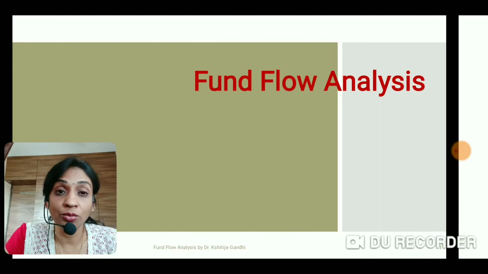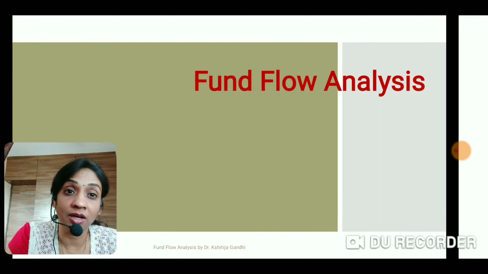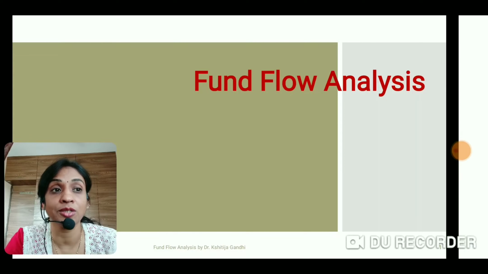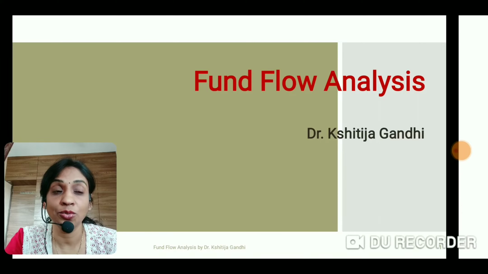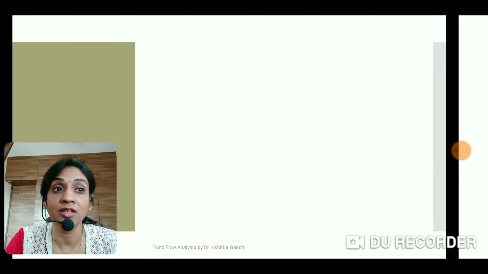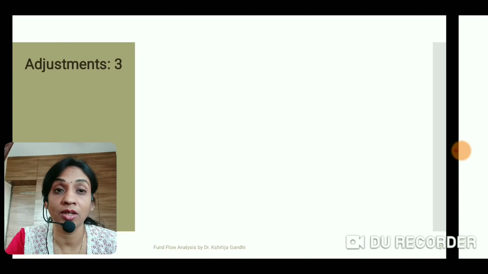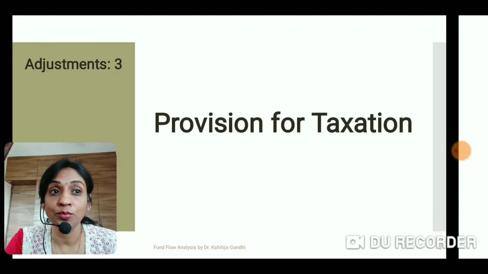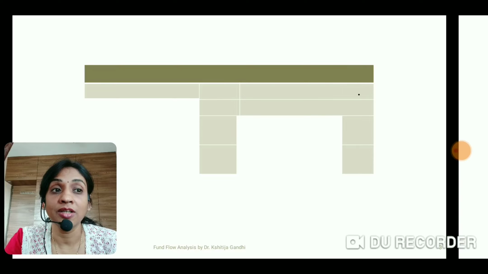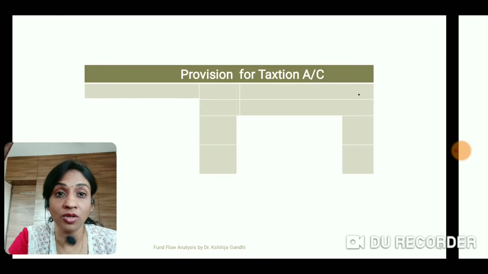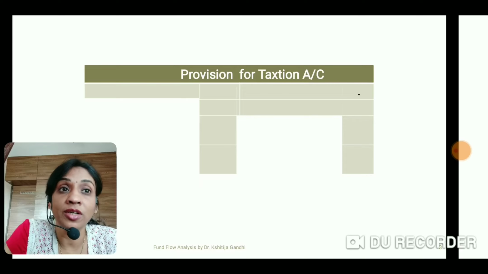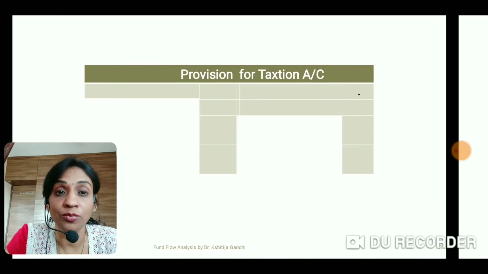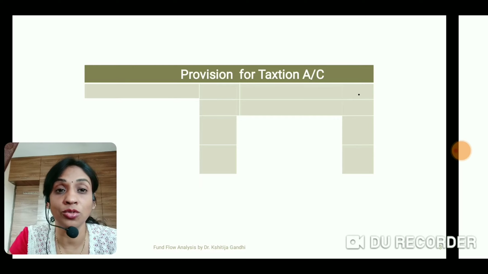So we'll continue our next adjustment regarding provision for taxation. In this video, we'll see adjustment number 3, which deals with the taxation account. If there is an adjustment given for provision for taxation account, then we need to prepare the provision for taxation account. As we know, there is opening balance and closing balance.